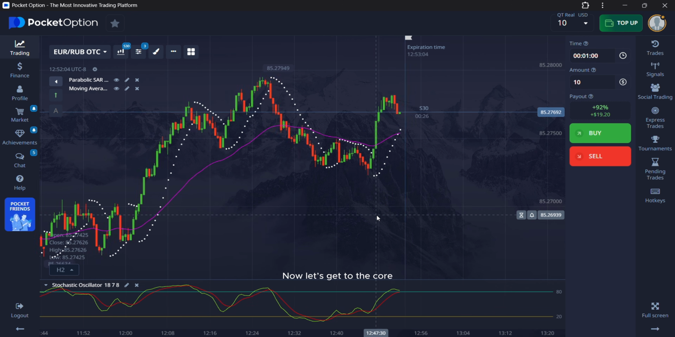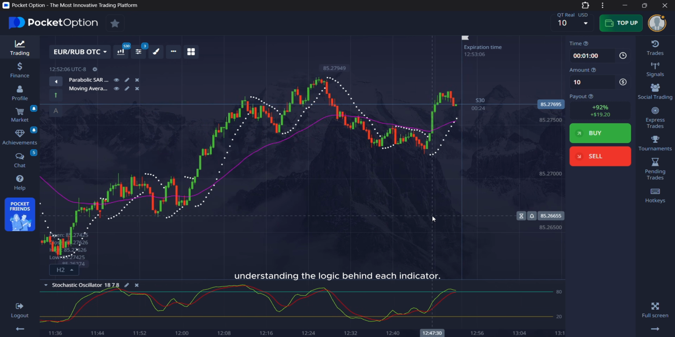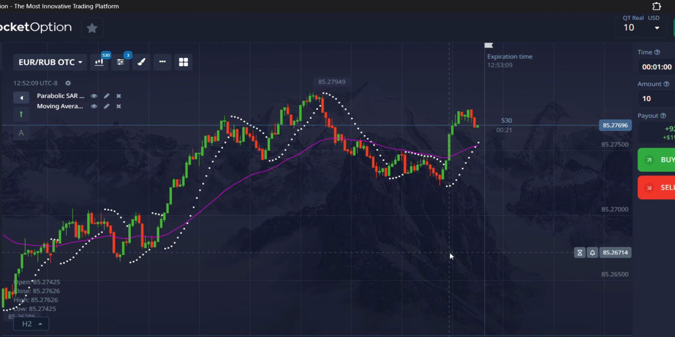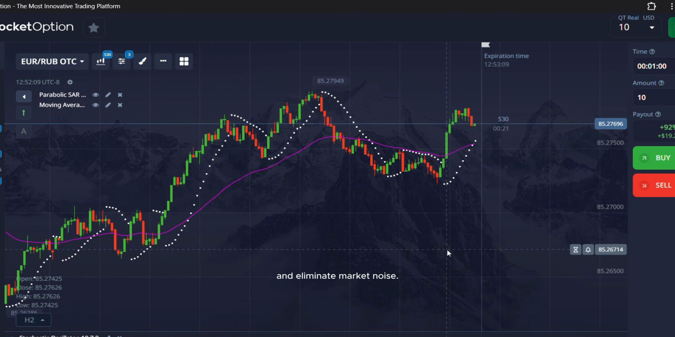Now let's get to the core, understanding the logic behind each indicator. Parabolic SAR shows the trend direction. When the dots are below the price, it indicates an uptrend. When they're above, it signals a downtrend. Moving averages help identify the overall market direction and filter out market noise.